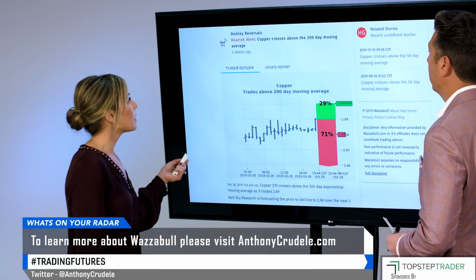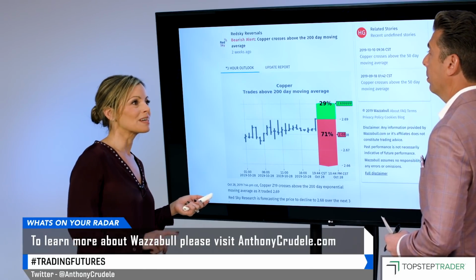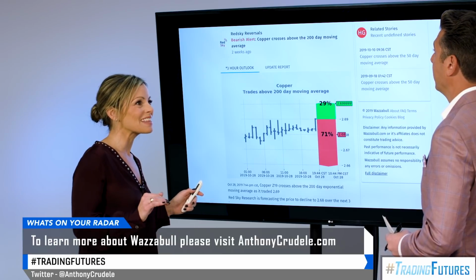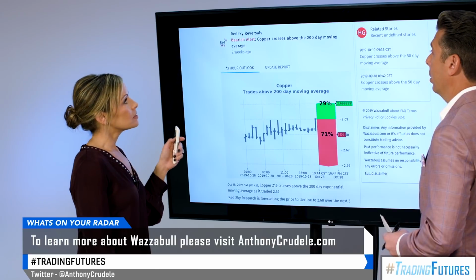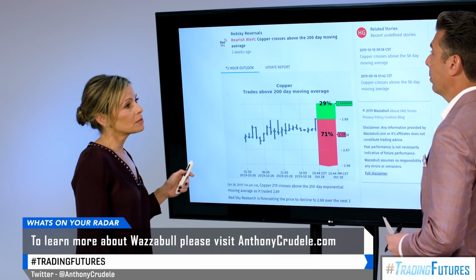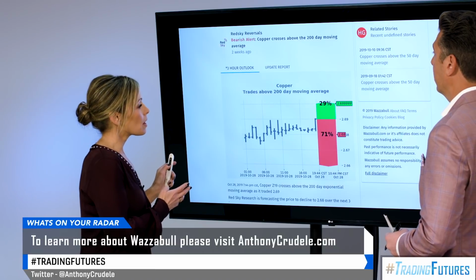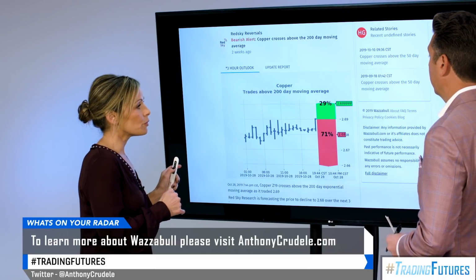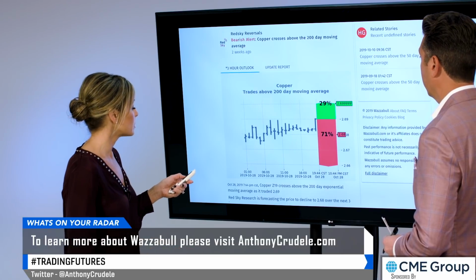Okay, so here we have a reversal strategy in copper. So all you people who are contrarians and like to fade things, a reversal strategy is what you're looking for. Crosses above the 200-day moving average, it's a bearish alert. It's a short-term alert, 3-hour outlook, 71% lower move, 29% higher move. I like this alert. That's what I'm paying attention to.